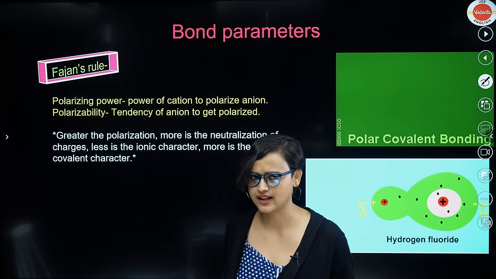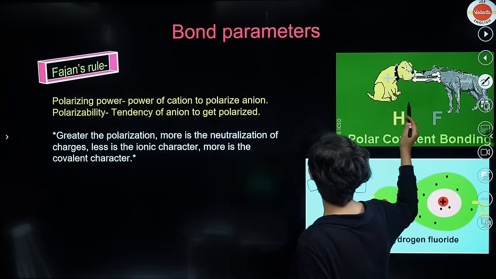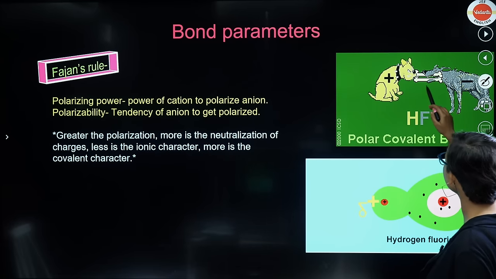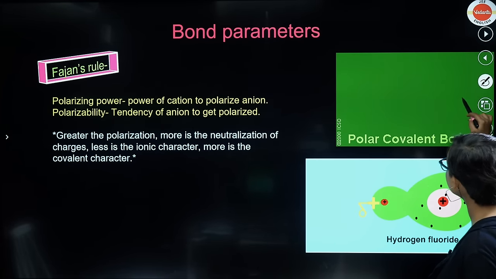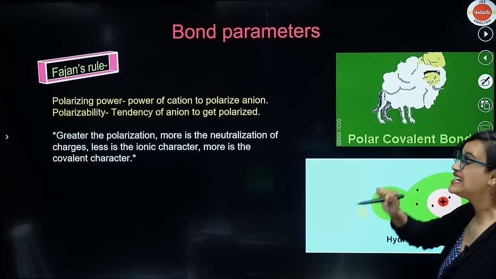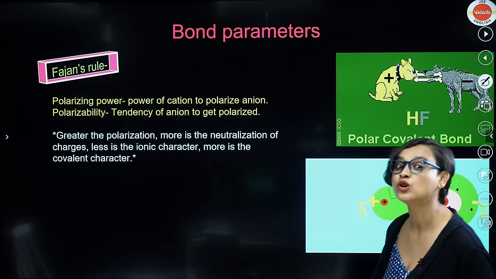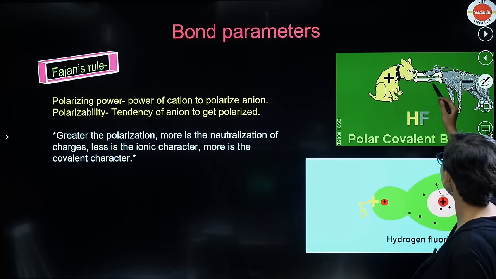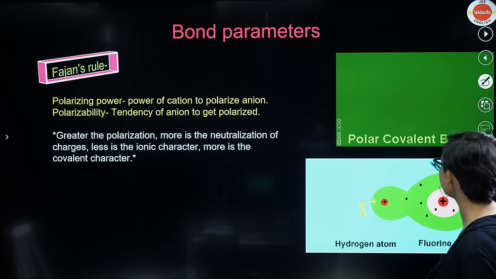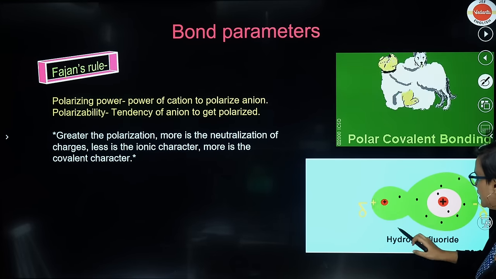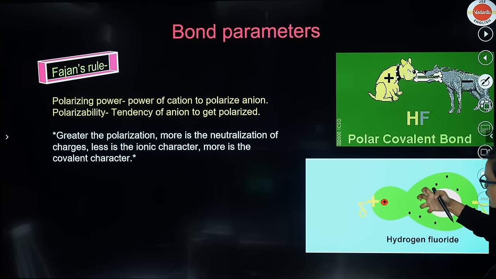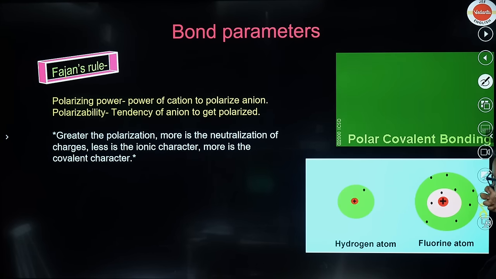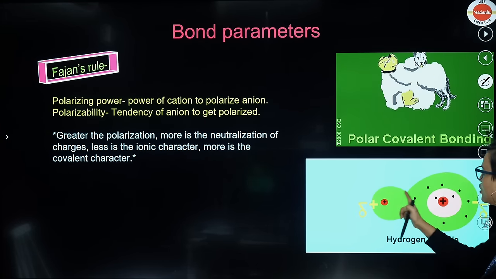Understand it with this example. Here is a polar covalent bond, like this. See how this dog came, but this one is a Great Dane, a bigger dog. What it did was, it pulled the bone towards itself. Are you understanding? Exactly. See, here also, hydrogen and fluorine. Hydrogen had one electron. So what fluorine did was, fluorine pulled the electron more towards itself.